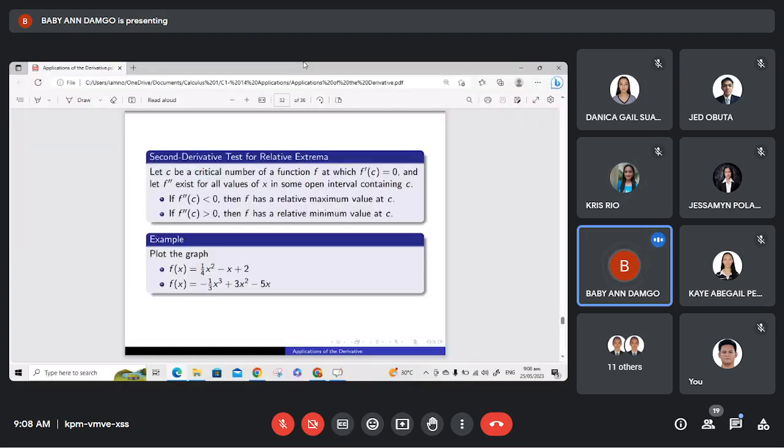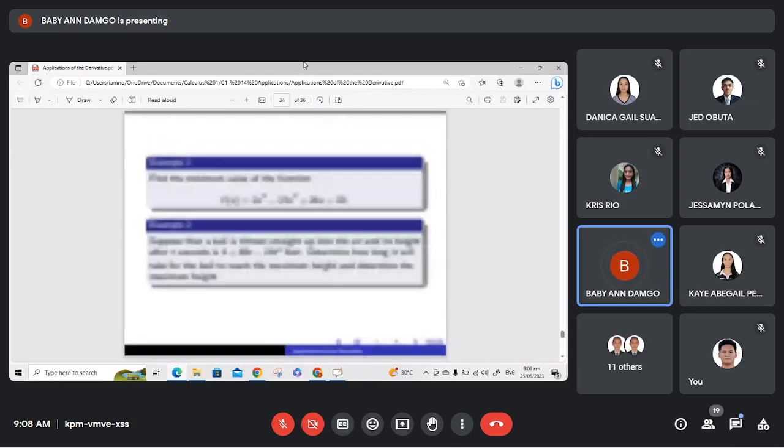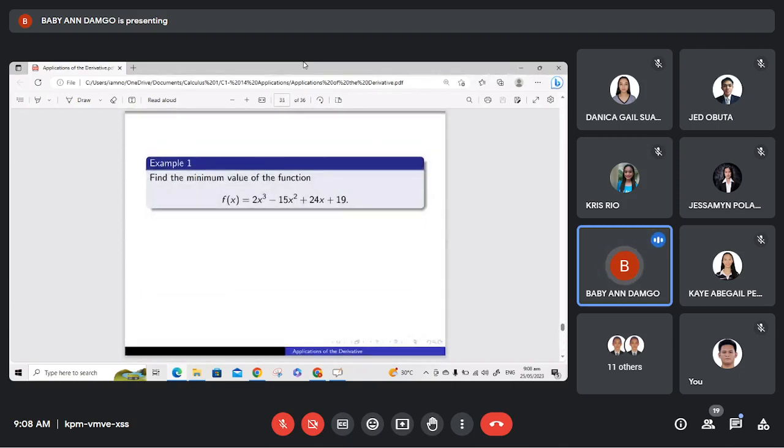So from here, for the first derivative or second derivative, we will apply it now. So we have 4 examples. For the first example, find the minimum value of the function. So to make it easier, we will use the second derivative test. If there is a minimum, the second derivative test at c must be greater than 0.